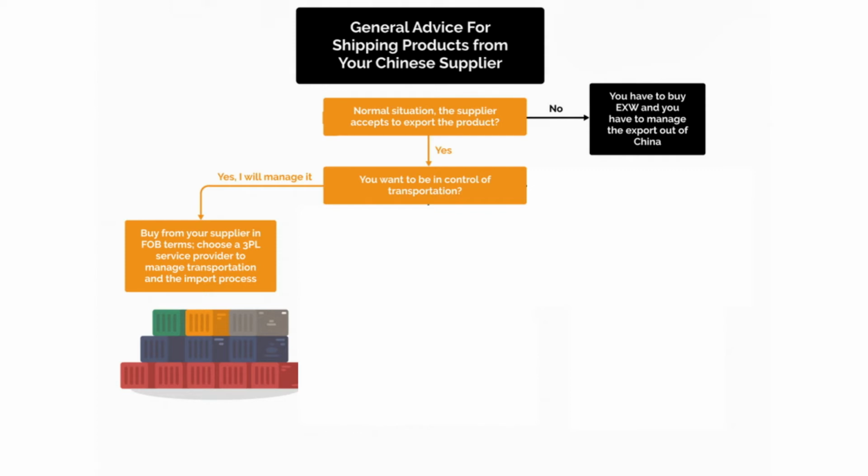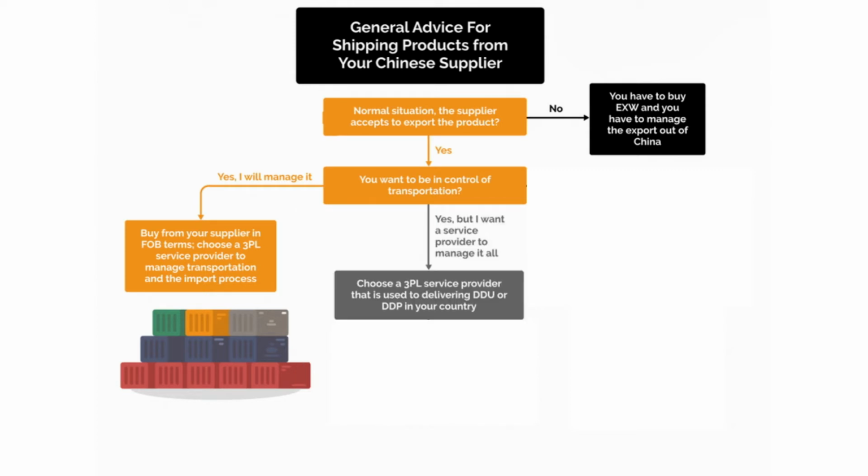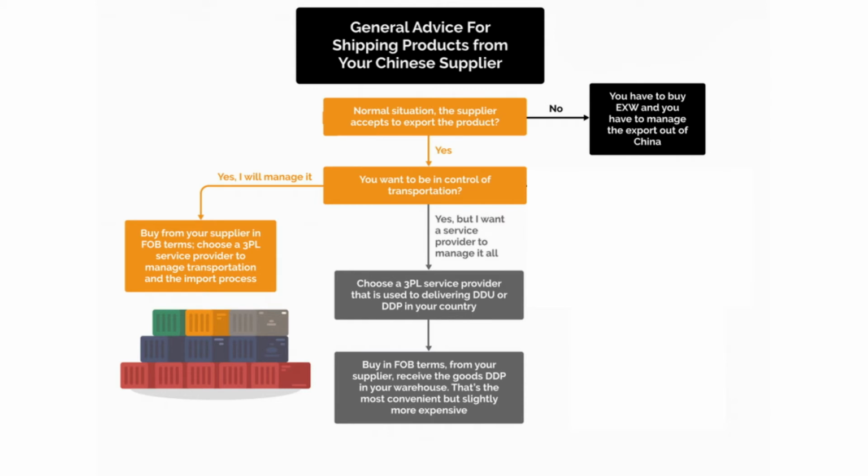The other situation is you want a service provider to manage it all. In this case, you can choose a 3PL service provider that is used to delivering DDU or DDP in your country. And followed by this, you can buy in FOB terms from your supplier, receive the goods DDP in your warehouse. That's the most convenient but slightly more expensive way.